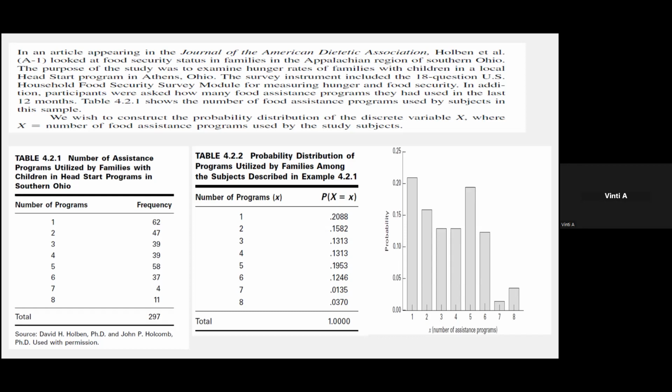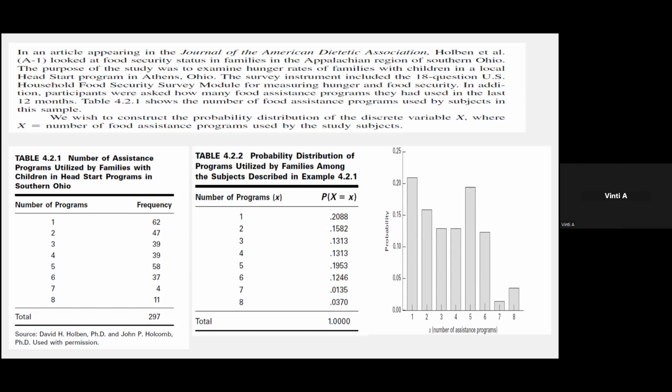If you look at the graph next to it, what they have done is simply graph this probability. So you have the number of assistance programs, and you can see one, and you have a probability. Now this is what a probability distribution looks like. Everybody okay with this? Fair enough? Clear?